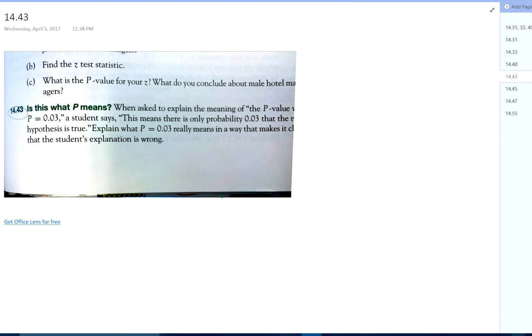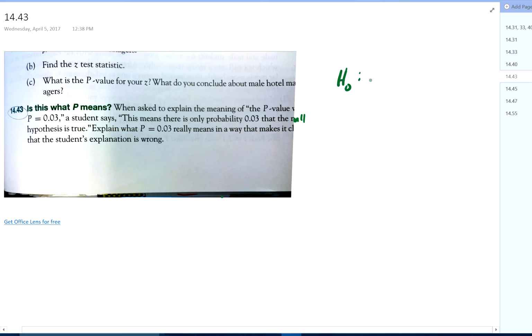Okay, 43. When asked to explain the meaning of the p-value, which was p equals 0.03, a student says this means there's a probability of 0.03 that the null hypothesis is true. And the answer is that is false. Explain what p equals 0.03 really means in a way that makes it clear that the student's explanation is wrong.